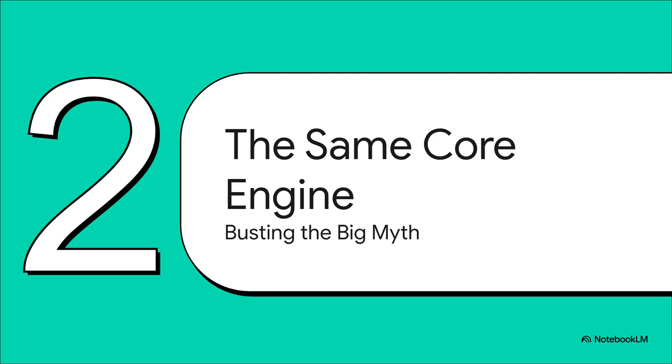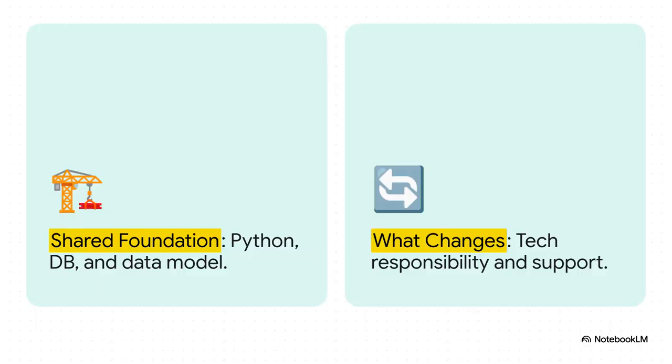Moving right along to Section 2, the same core engine, where we're busting the big myth. Now, what's really interesting here is that a ton of people think Community and Enterprise are these completely separate products. They absolutely aren't. They're actually just 2 tiers built on the exact same platform. It's a shared foundation. Whether you pick Community or Enterprise, you're running on the exact same Python framework, hitting the same Postgres database, and sharing the identical data model for your orders, products, and accounting entries. The core technology under the hood, it's identical.